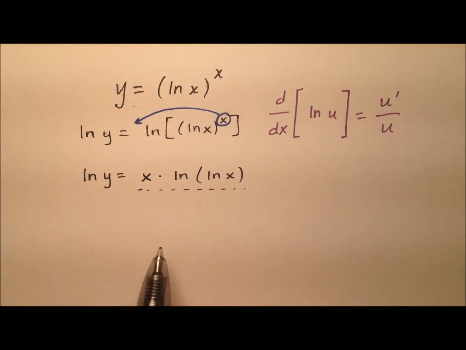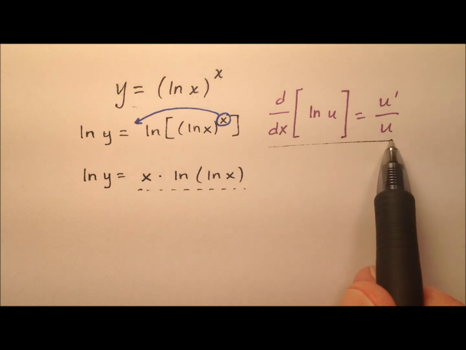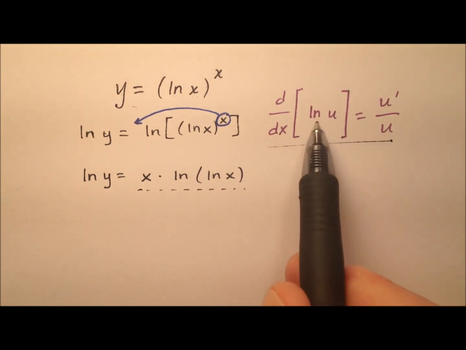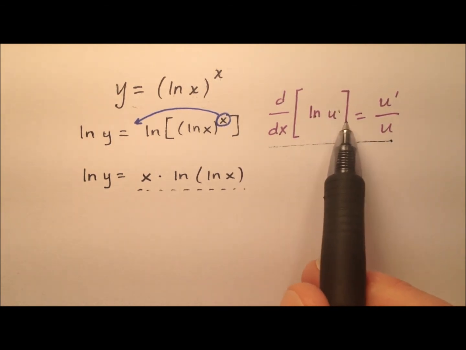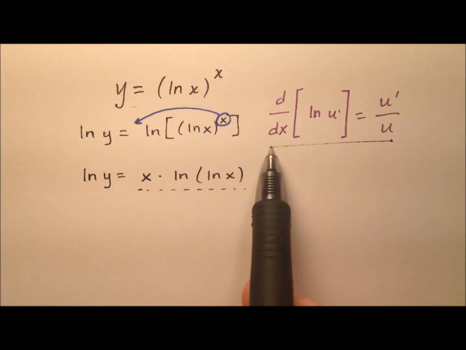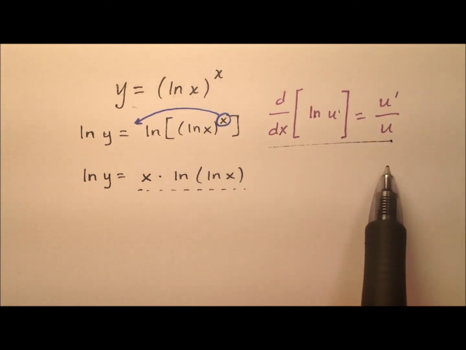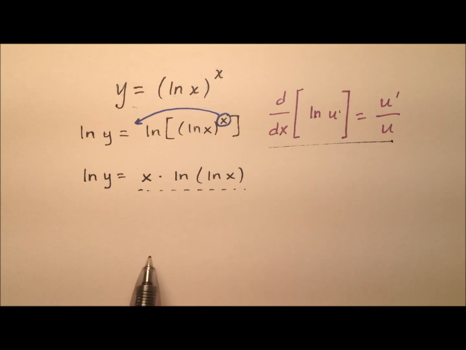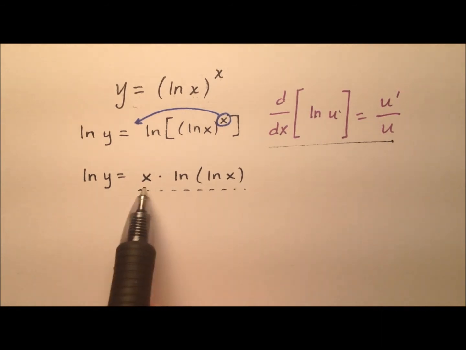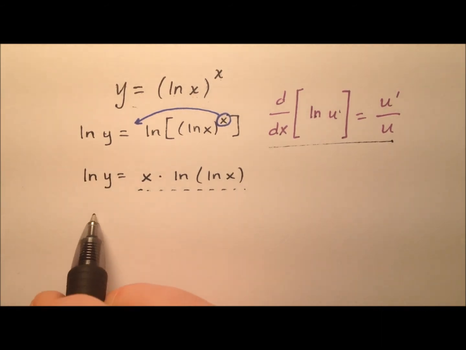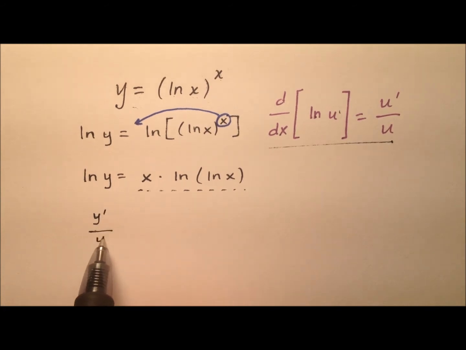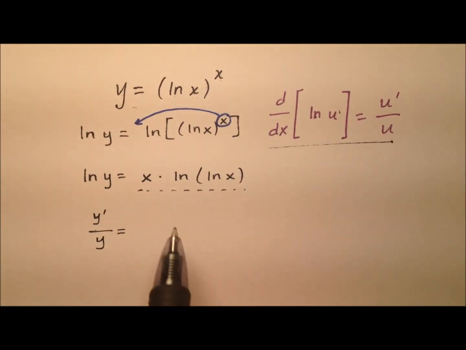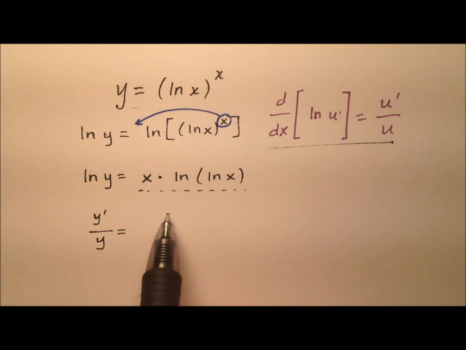Okay, so let's go ahead and differentiate both sides of this equation. And you'll see I have included the differentiation rule for the natural log of some function u. And this rule is one of many rules you can find typically in the front cover of your calculus book. Okay, so let's go ahead and differentiate. So we have the natural log of y, so its derivative is y prime over y, equals, and it looks like we're going to use the product rule here.